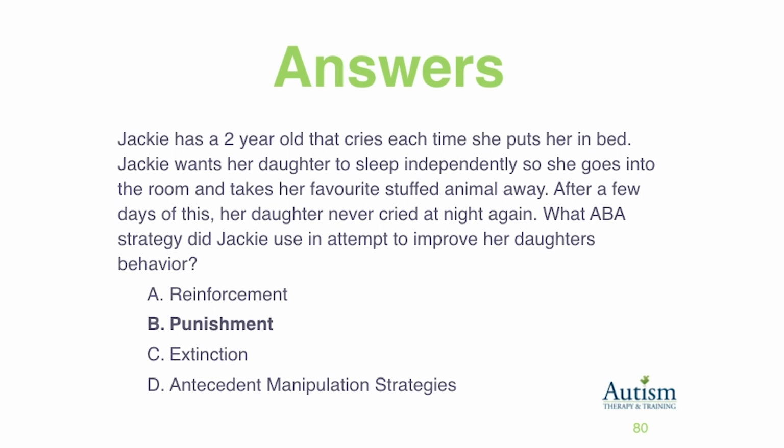And the correct response is B, punishment. She took something away that was a preferred activity, so that would be a punishment procedure.